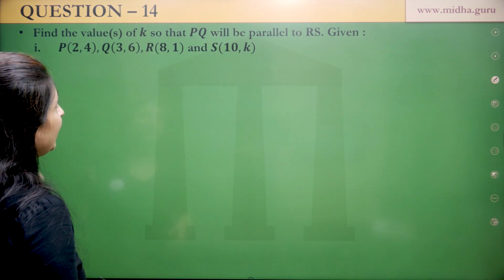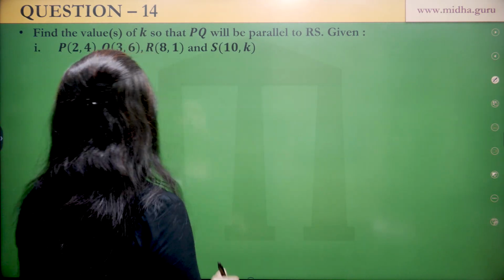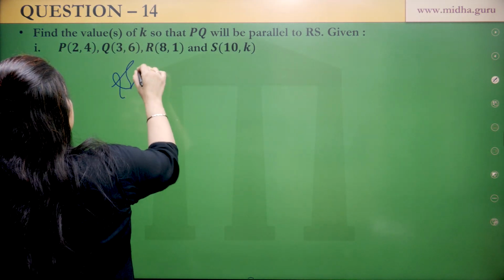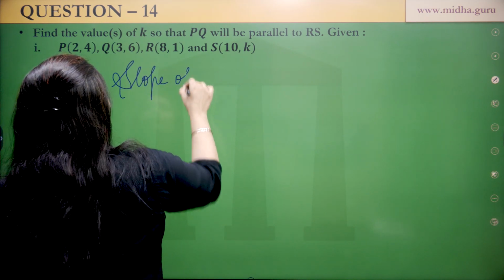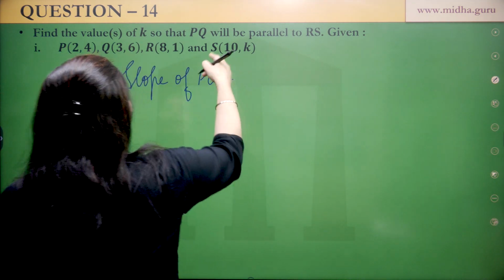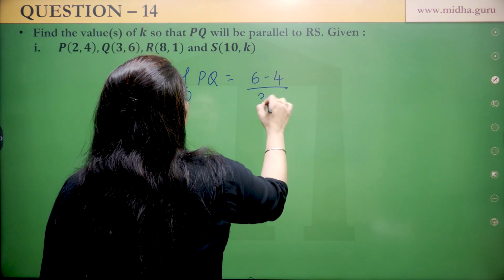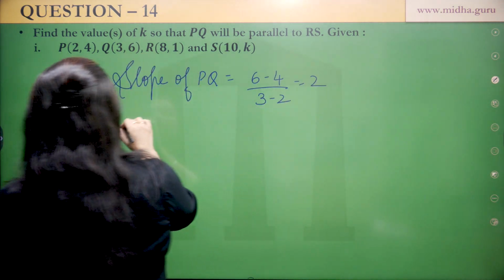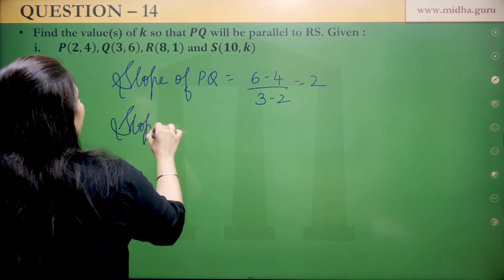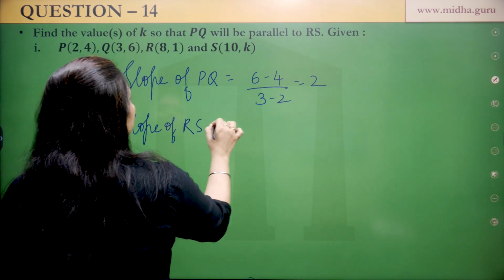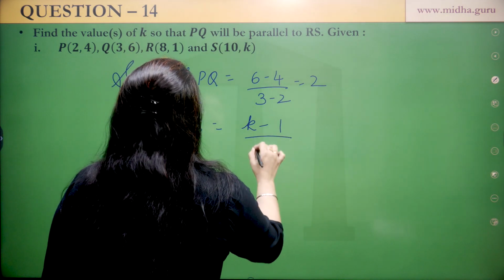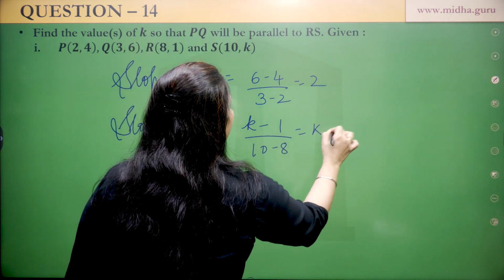Next question, question 14. Find the values of K so that PQ is parallel to RS. Now PQ is parallel to RS, that means the slopes will be equal. So we'll find the slopes, equate them and find the value of K. So what is the slope of PQ? It will be 6 minus 4 by 3 minus 2, which is 2. Next, the slope of RS. RS will be K minus 1 by 10 minus 8, which is K minus 1 by 2.